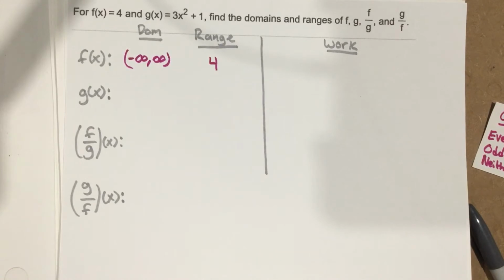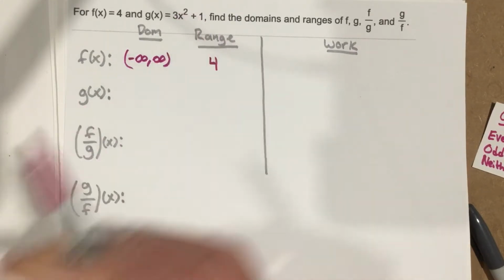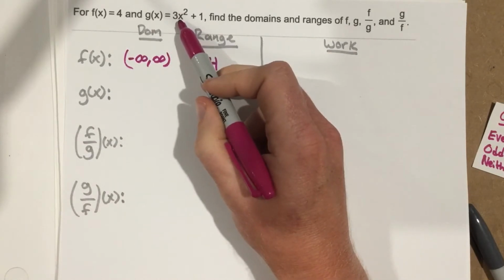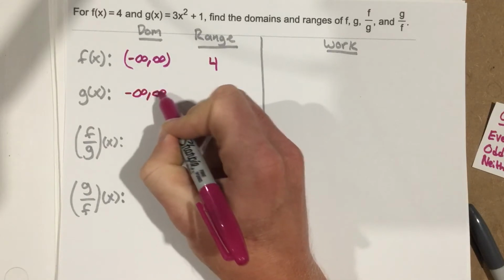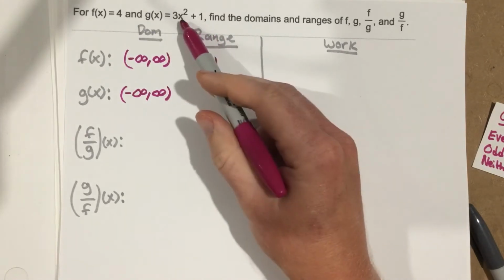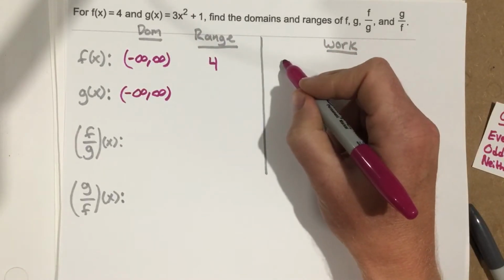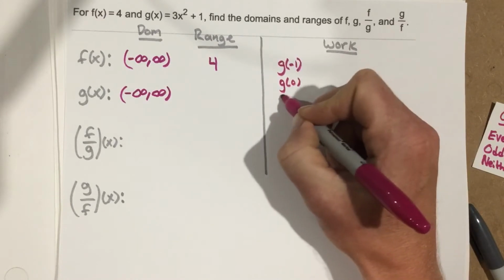So that f of x function is pretty easy to work with. F of x equals 4. Now g of x, its domain: this is a polynomial or a quadratic, however you want to categorize it. Either way, because it's got the x squared, its domain is negative infinity to infinity, because we know all polynomials or quadratics have that domain. Its range, though, is going to be slightly different. So if I plug into 3x squared, I'm just going to plug in a couple things. Let's just say I do g of negative 1, g of 0, g of 1.